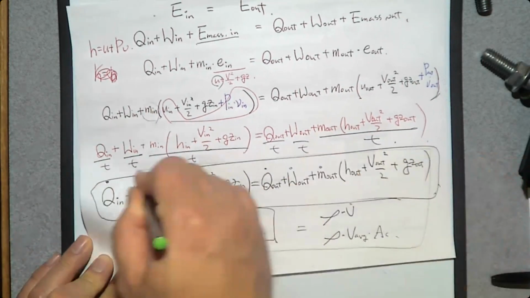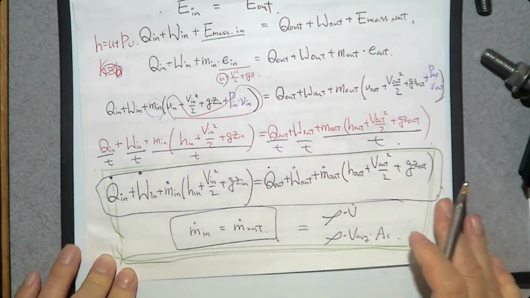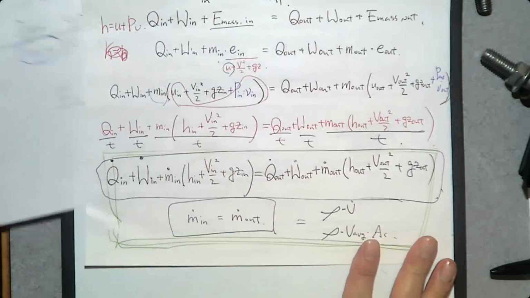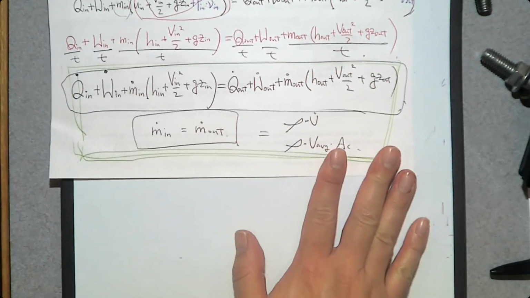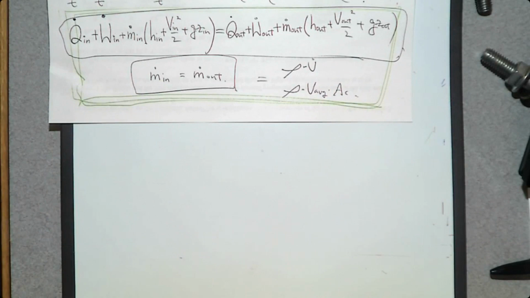That's everything you need to know to solve any steady state open system. That's all the theories that you need to know in chapter 4. Then what are we going to do? We are going to solve a number of problems together to learn how to use these equations.